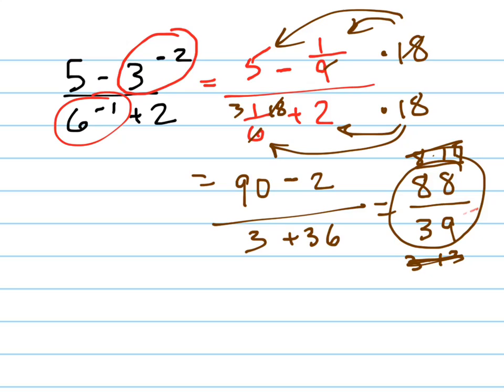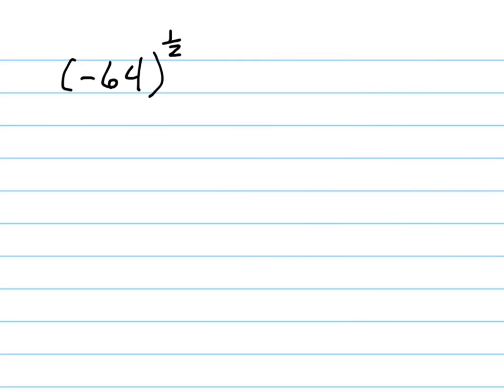How many times is 39 going into 88, which is 2, and what's left over? 10 left over. 10 39ths. Does that look right? 40, 80, 2 short of 88. Yeah, I think that's right. All right, let's try this one.